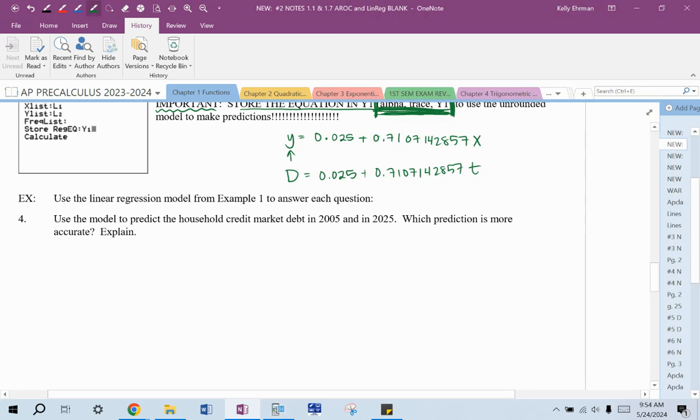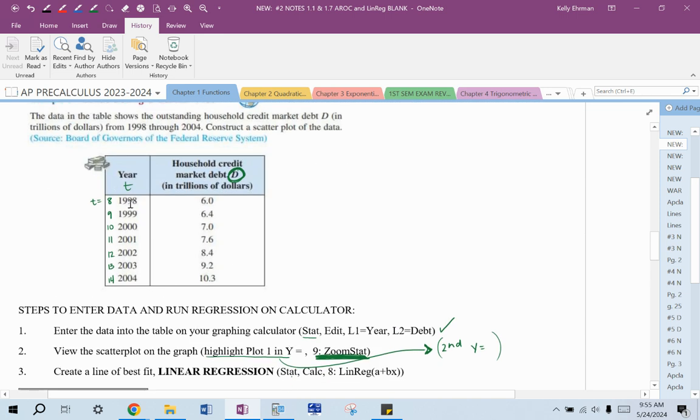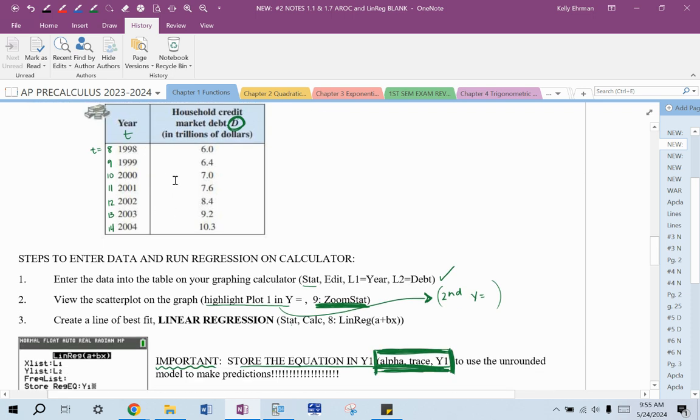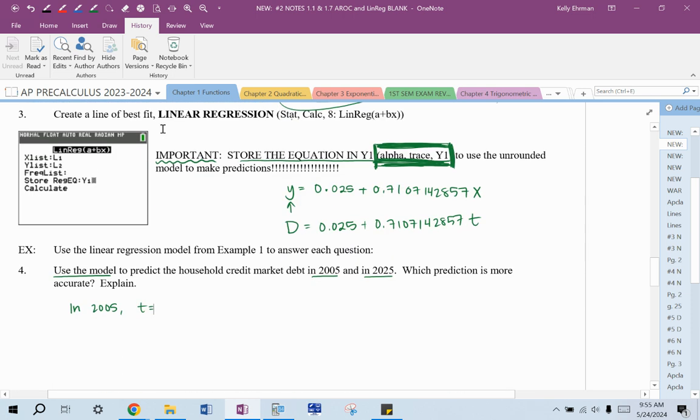All right, use the linear regression model from example 1 to answer each question. So use the model to predict the household credit market debt in 2005 and in 2025. And then which prediction is more accurate? So first let's find these values. In 2005, what is t equal to? Let's go back to what we said. 8 was 1998, so these must be years after 1990. So 2005 is 15 years after 1990, right? So in 2005, t equals 15.